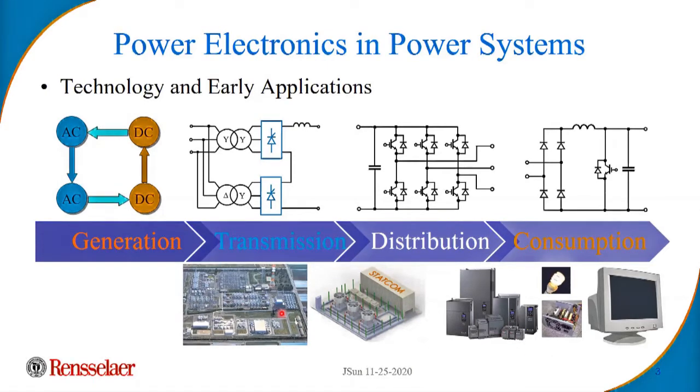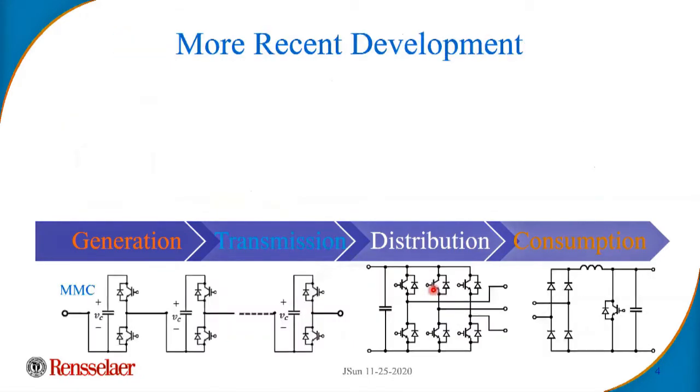And then other applications are mostly at the transmission level, right? The STATCOM and the HVDC are all at the transmission level. There's virtually no power electronics in the generation sector. In the distribution sector, there was virtually nothing. Distribution used to be mostly just protection, right? That's what the utility companies worry about most of the time. And that's the picture of power electronics in power systems. Now, things have changed dramatically in the last decade or two.